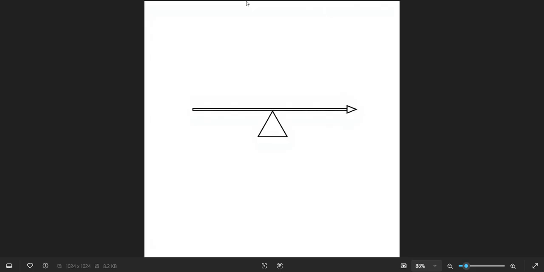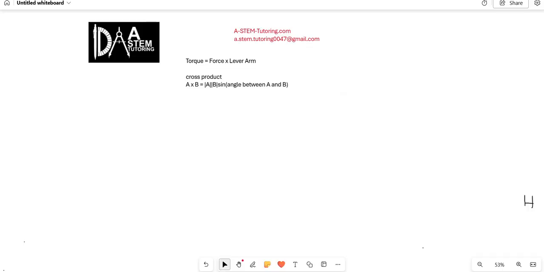Today we will start our discussion of levers with a discussion of torque and how to calculate it and what it means. All right, so let's head over to our handy dandy whiteboard. Torque is equal to the cross product of applied force and the lever arm.